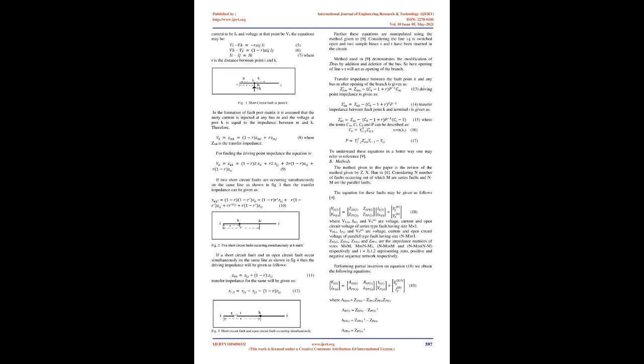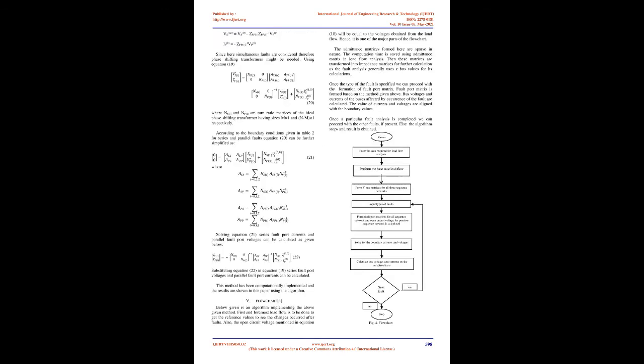Sequence network interconnection. The interconnection between the sequence networks must be such that all the limitations and the boundary conditions for that particular fault must be fulfilled. From Table 2 it can be seen that for some faults the currents of all sequence networks at the fault point are equal and the sum of the voltages of all sequence networks is 0, from which we can conclude that the sequence networks are connected in series with each other. Similarly, for other types of faults voltages of all sequence networks are equal and the sum of all the sequence currents is equal to 0, from which we can conclude that the sequence networks are connected in parallel.